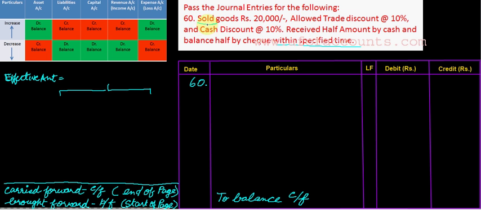Here it is a sales entry with discounts plugged in. So tell me, do I need to record trade discounts in my book of accounts? Again, the answer is no. So what will be the effective amount of sales? It will be 20,000 minus 10%, that is 2,000. The effective amount will be 18,000. Small working to be done here. So the effective amount of sales is 18,000.